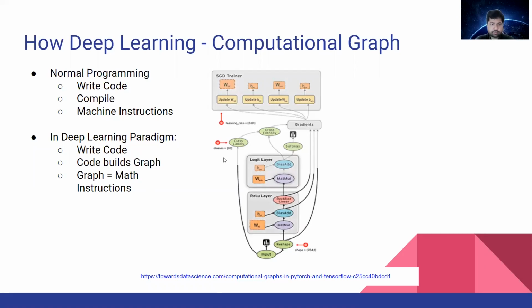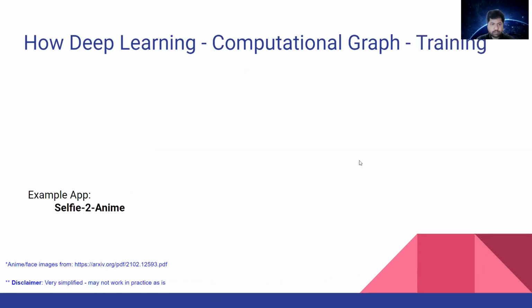But in deep learning, as I mentioned, we build a trainer. The trainer is basically a kind of computational graph which takes data as input and generates another program which we call a model. So it's one step more complex than simple development. Let me show an example.